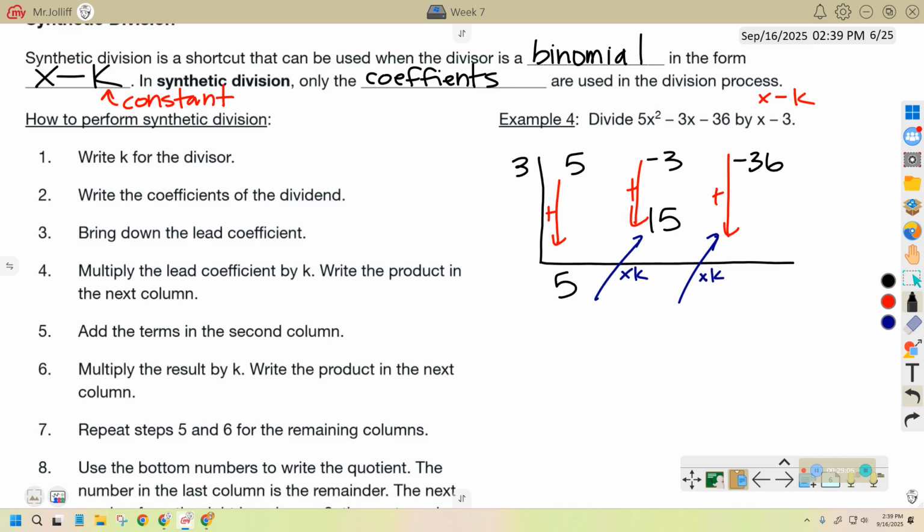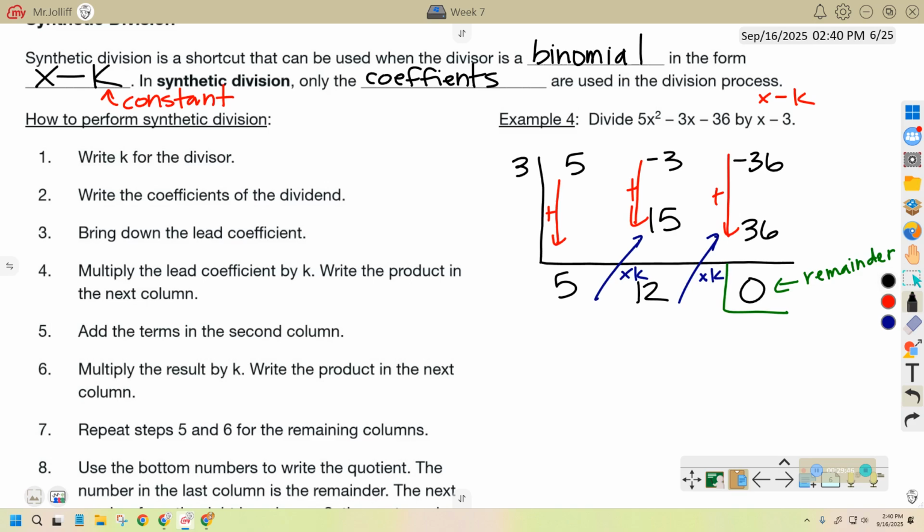So, negative 3 plus 15 is 12. Assuming I can do math. I'm going to take 12, I'm going to multiply it by 3. 12 times 3 is 36. I add down, negative 36 plus 36 is 0. When I do synthetic division, the very last number in the series is my remainder. Very good. And because the remainder is 0, we know that x minus 3 divided evenly into the original polynomial.